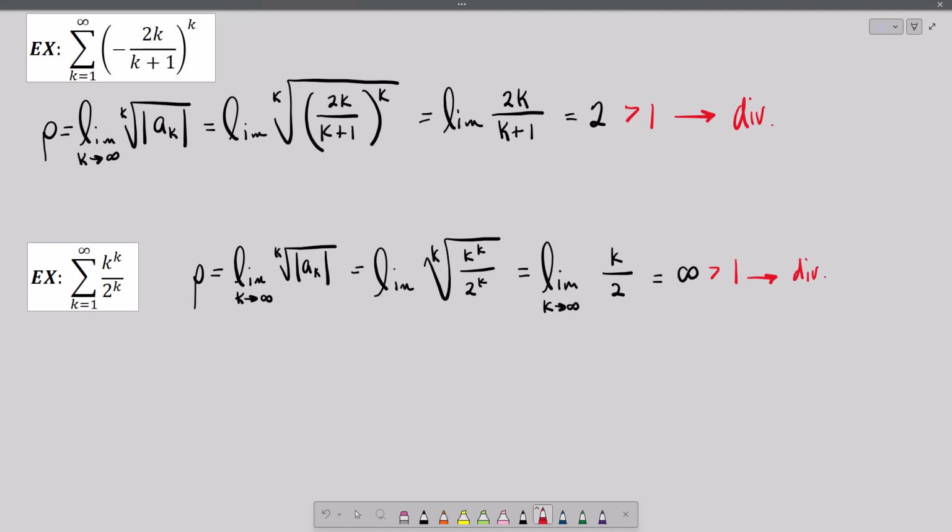When you look at that one, that should be obvious. k to the k is a power tower. That's the fastest growing function that we look at, and it's in the numerator. It goes to infinity much faster than an exponential, so it's no surprise that it diverges. But it's a lot less work than some of the other ones we've been looking at.